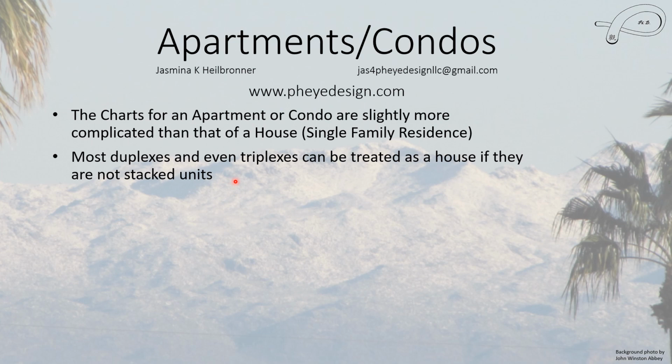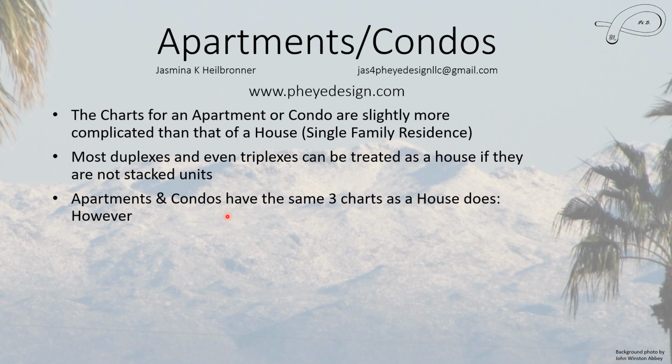Now, most duplexes and even triplexes can be treated as a house as long as they're not stacked units. That is, as long as there's not a different family or different people that you might not know living either above or below you, because then that becomes an apartment. But if it's side by side, duplexes and triplexes can be treated as a house, but they're not so good, mostly because you don't have the chance to tap into any of the external landforms on one or two sides of where you are because you're blocked by a different building.